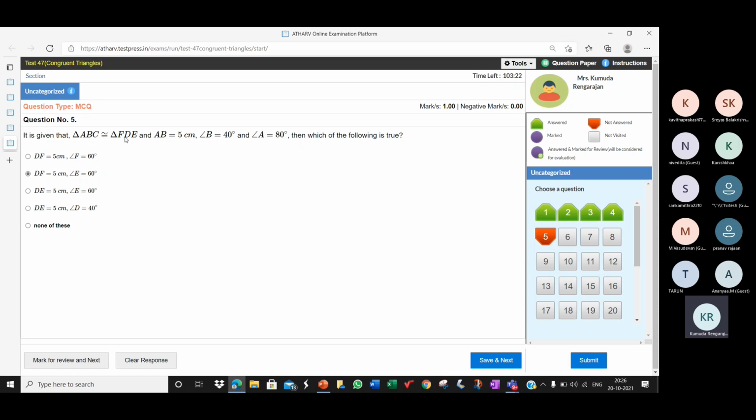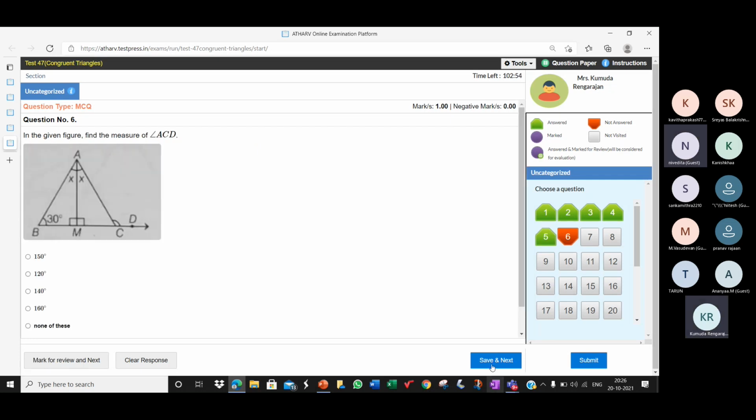Because AB corresponds to FD. So if AB is 5 centimeters, FD will be 5 centimeters. And in triangle ABC, angle C is 60 degrees. If C is 60 degrees, then E is 60 degrees. Yes, ma'am.